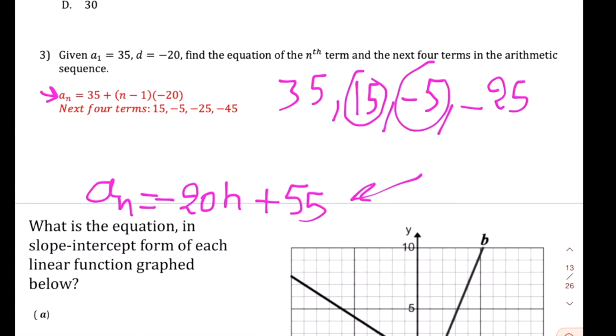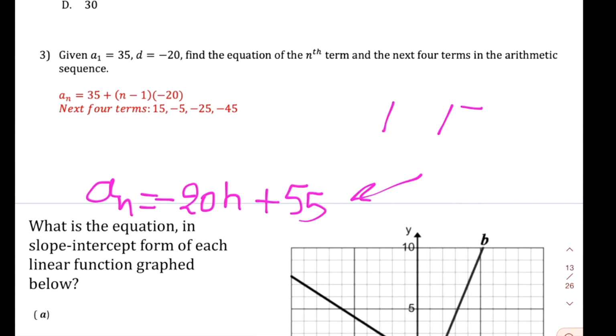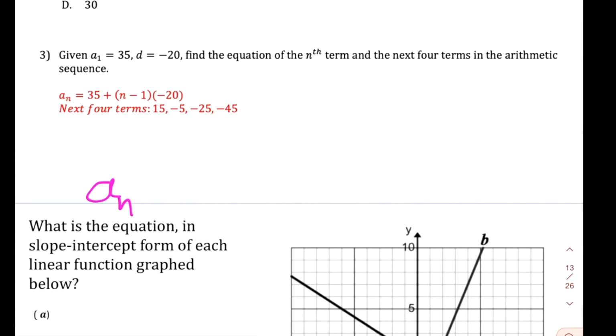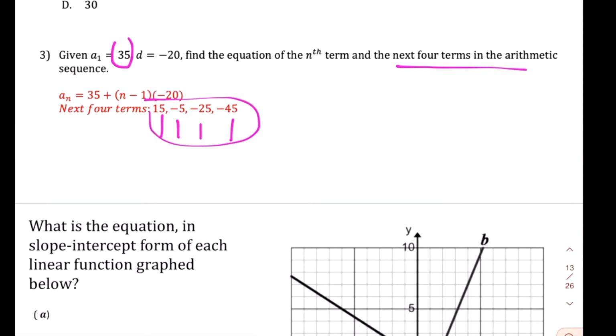Every time you add this common difference, and you get all your terms. If they ask for 20, you give them 20. If they ask for 2, you give them 2. It depends on how many terms they want. Here they want the next four terms. So this is my first one, 35, and then these are the next four: second, third, fourth, fifth. So they are 4 after 35. Any question? Okay, so you're not asking.